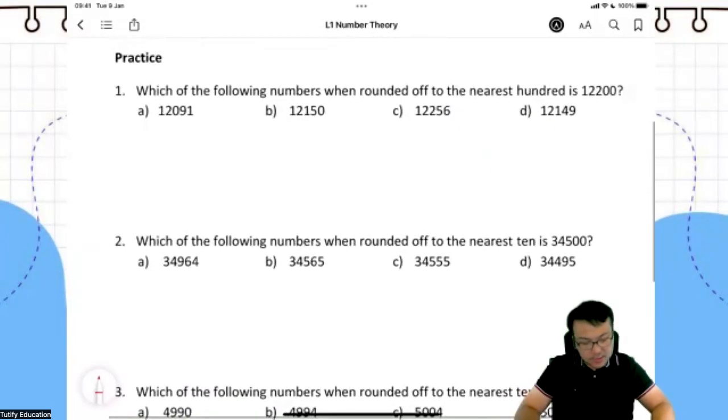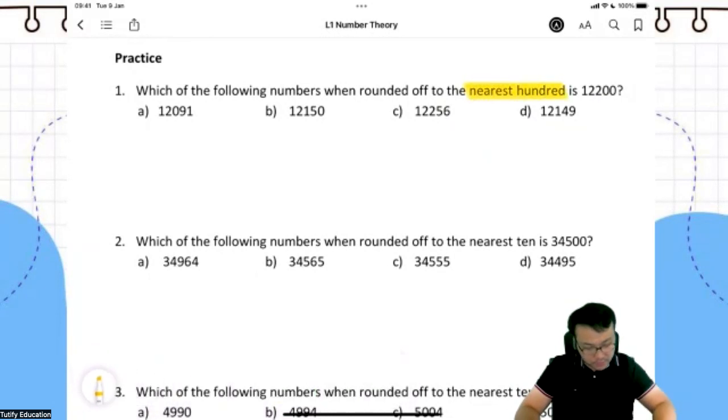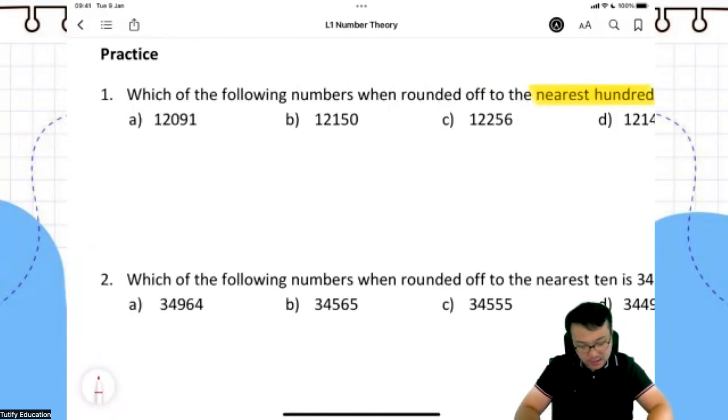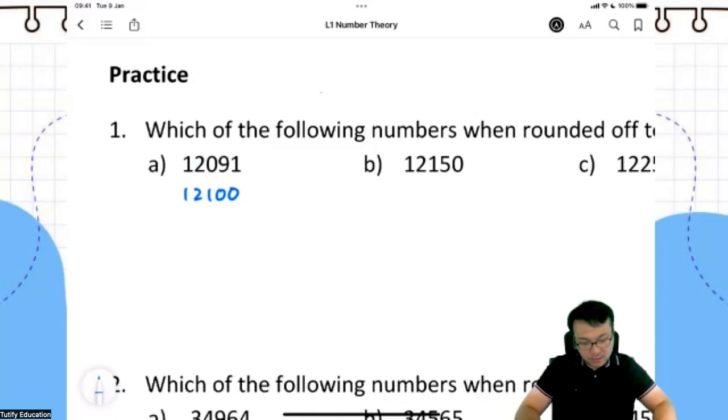Let's take a look at practice number 1. They want you to round to the nearest 100. If they want the nearest 100, you should be looking at the tens digit. Okay, the tens digit here. So if you look at the tens digit for the first one, I notice there is a 9, right? So I round up to the nearest 100. It's going to give me 12100.